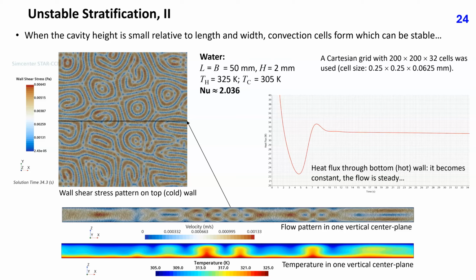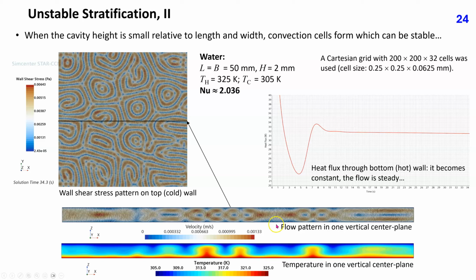The fluid is water and the computational grid is Cartesian with 200 by 200 by 32 cells. The cell size is 0.25 by 0.25 by 0.0625 mm. This plot shows the heat transfer through the bottom hot wall, which quickly becomes constant. The flow is steady and laminar.